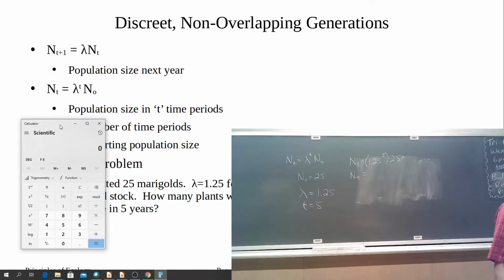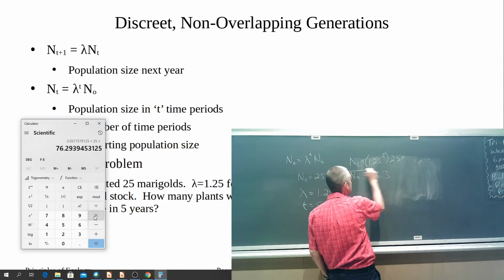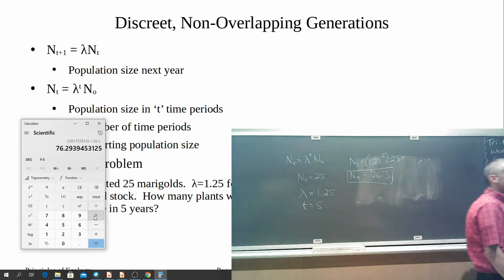All right, here's our calculator. So we got 1.25. We're going to raise it to the 5th power. So it's this x to the y, raising it to the 5th power. And then we're going to multiply by our starting population size. And I got 76.3. Is that what you got, those of you that had your calculator? That's what I got. And you can confirm it on your calculator at home.